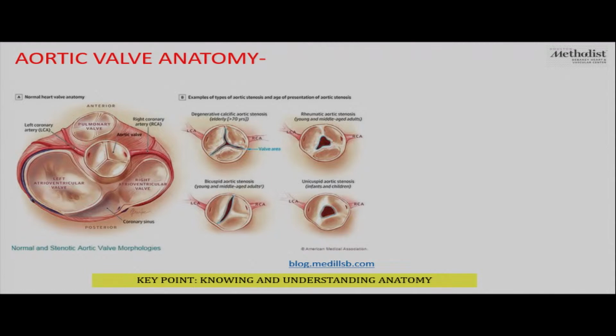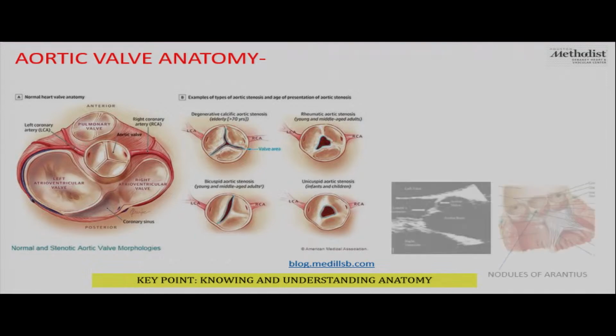And obviously there are two major types, right? So the degenerative calcific type of aortic stenosis, which is, as you see, calcification through the cuspal edges, progressively causing narrowing of the orifice, versus rheumatic aortic stenosis, which is characterized by commissural fusion, seen predominantly in the younger population and middle-aged adults. And as you see, it's basically the commissural fusion and thickening which causes progressive narrowing.